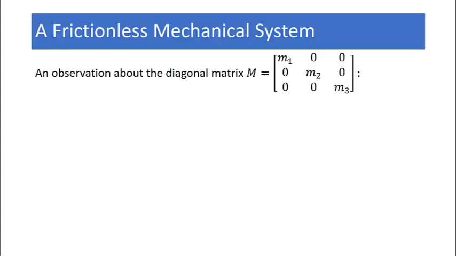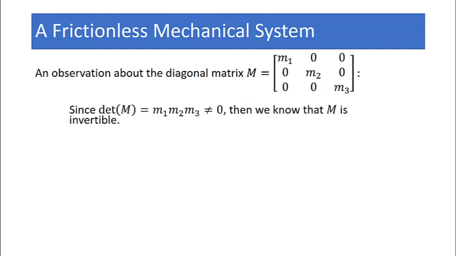All right, we're going to start by considering a frictionless mechanical system. In a later video, we'll add friction to the mix, but in this video, we're only going to consider a frictionless mechanical system. And we're going to start with an observation about our mass matrix, that diagonal matrix M.